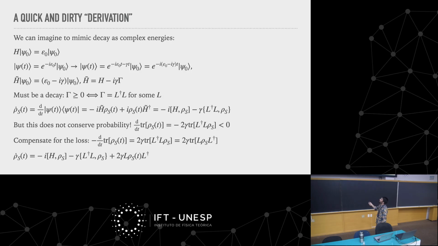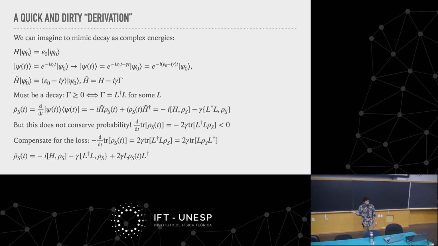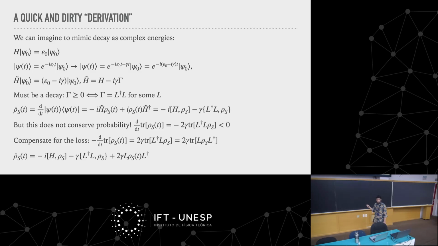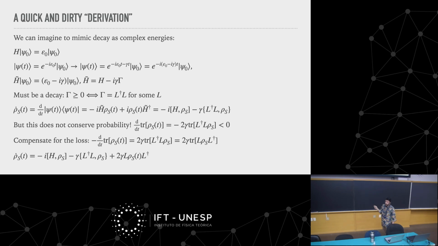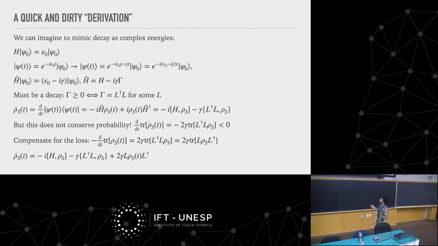Equivalently, we can think of switching to an effective Hamiltonian, which has an anti-Hermitian component. This was, I think, probably first used in this approach to describe scatterings of nuclei. So we want a decay, so this operator gamma must be positive semi-definite, otherwise this object is going to have the wrong sign and this thing will blow up, so this would not be a decay.